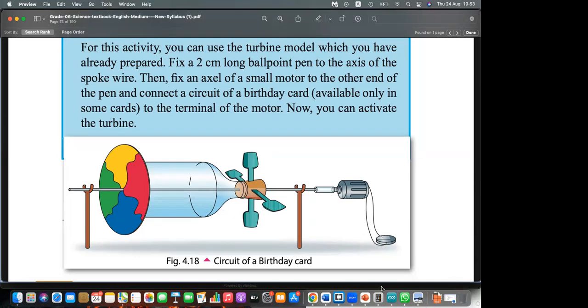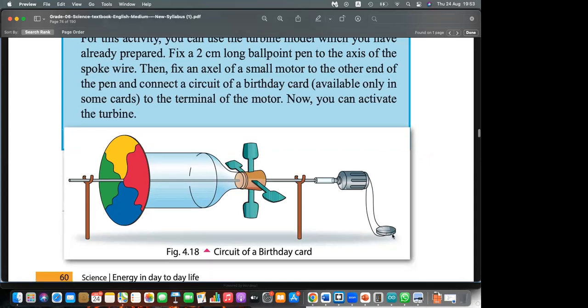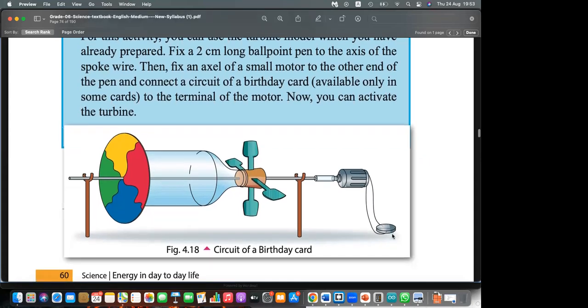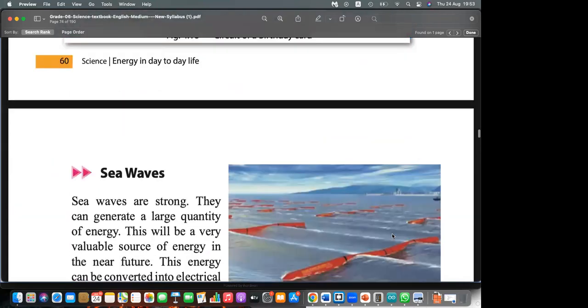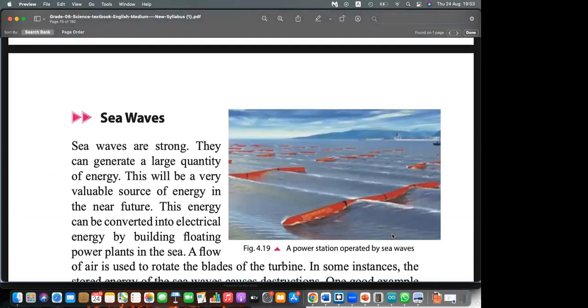And this generated energy you can use it to charge a battery, or you can use it to light up an LED. And sea waves, sorry, tidal waves are another mechanism of generating energy.